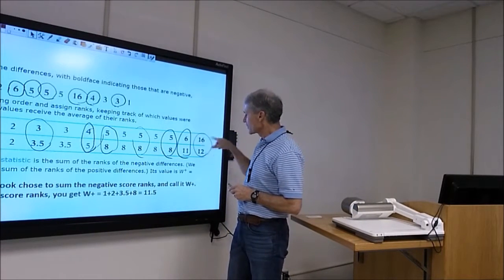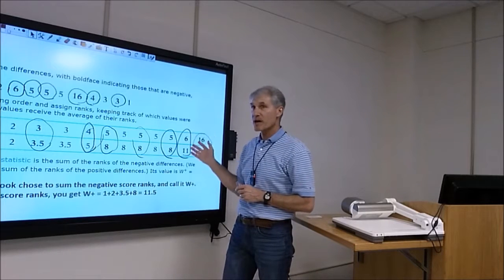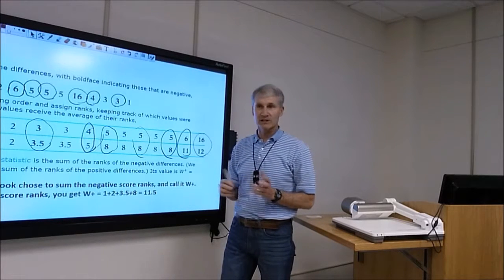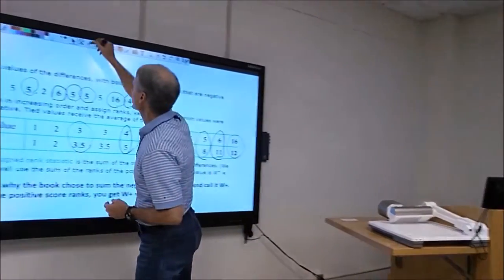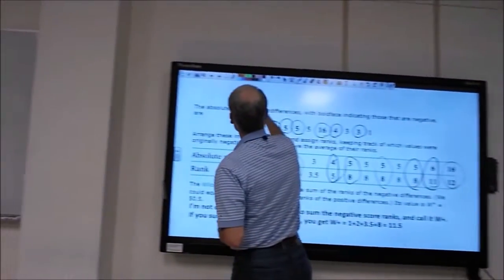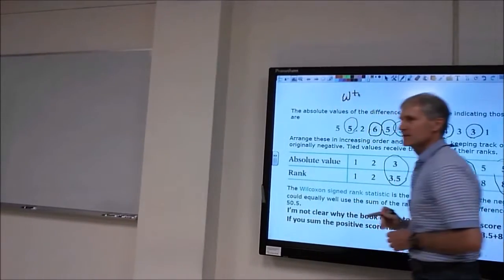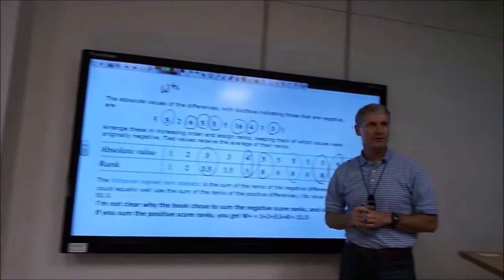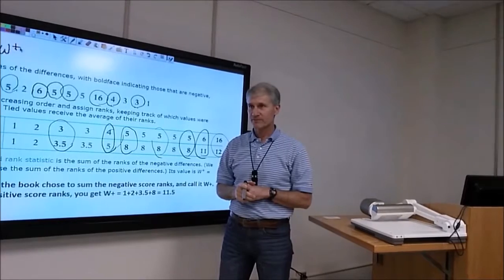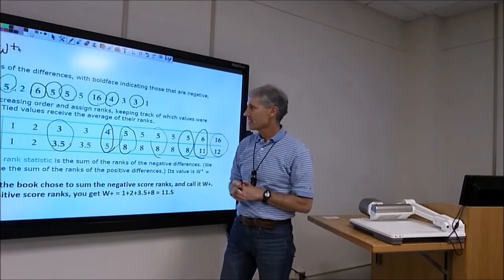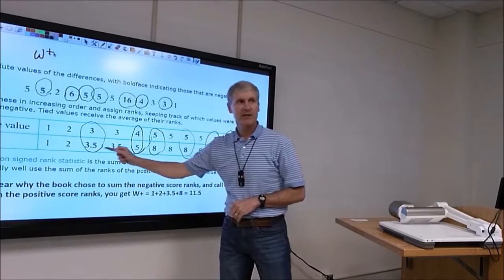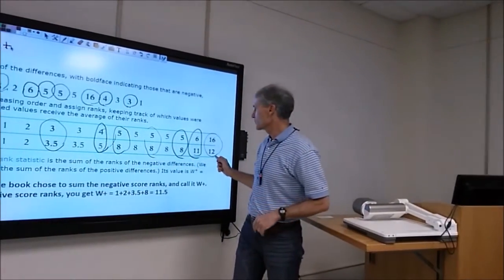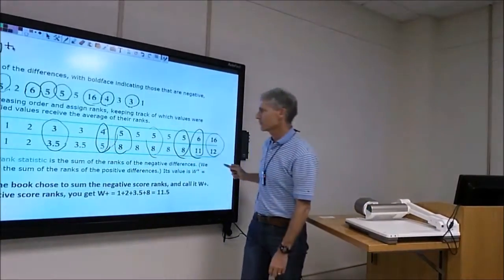And then you can circle either the positive ones or the negative ones. It doesn't matter. The book calls it W plus, which to me implies we're summing the positive ones, but they didn't in this example. They summed the negative ones. So if you sum all the ones I circled, what do you get?